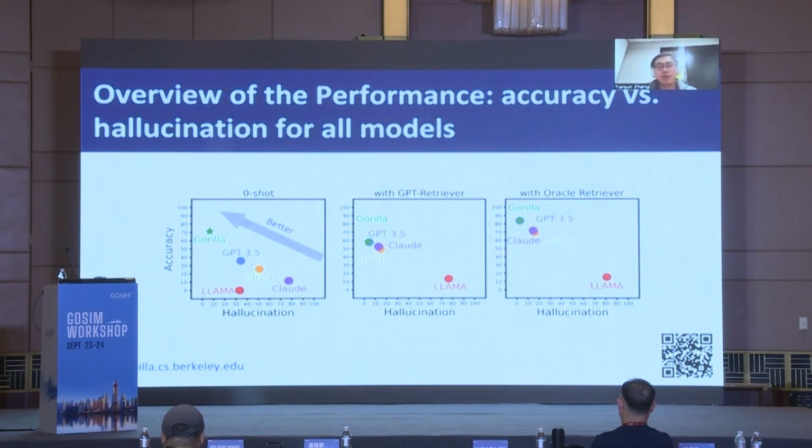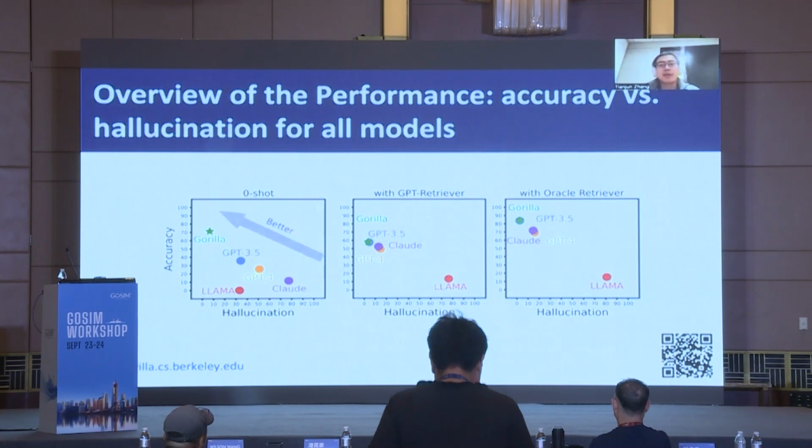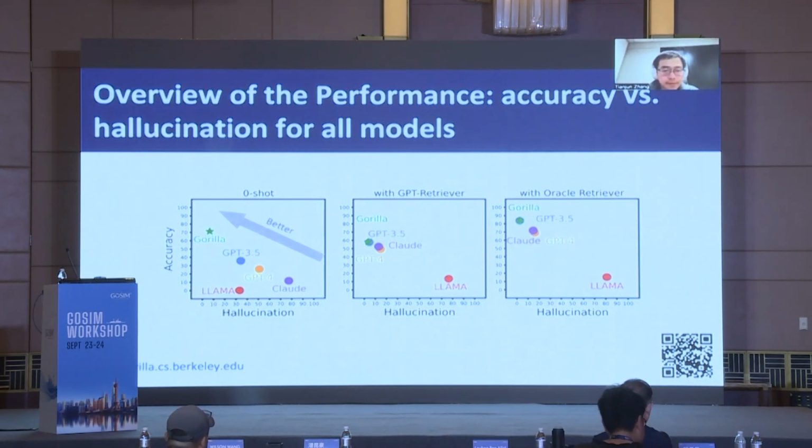Let's say I want to do object detection, I want to detect the pedestrians and the cars on the street, but my retriever is returning to me a translation API. And now the model gets confused and doesn't know how to proceed with this API and these questions. So this causes some of the performance gap between the zero-shot and the GPT retriever.